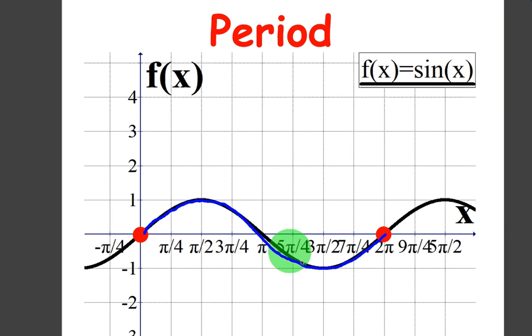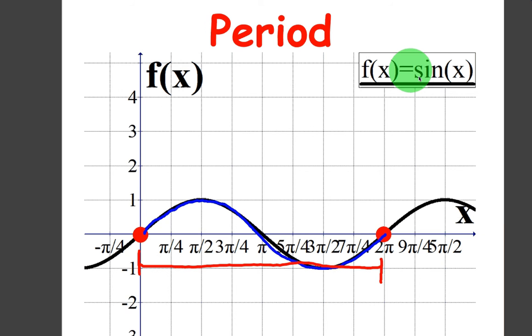Okay, so I went what you could call one full cycle, and again I'm going to mark the period of this graph as the distance between 2 points. And here you can get a good idea, it starts at 0 and goes to 2 pi. Okay, so that is the period represented visually.